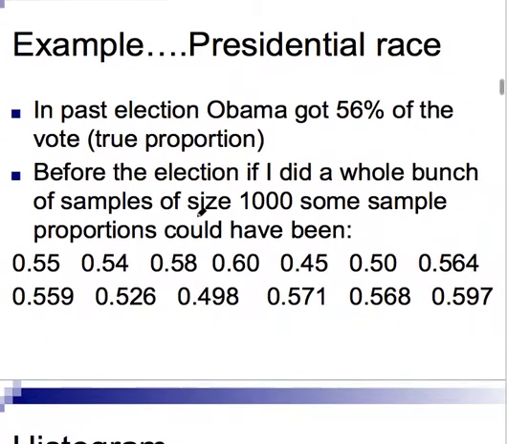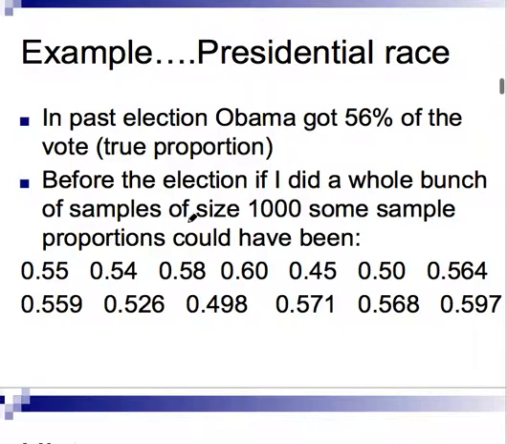All right, let's look at a couple of examples. Where is this all fitting in? In a previous election, Obama got 56% of the vote. So of the people who voted, 56% voted for him. That's a true proportion because we have all of those people who voted. But before the election, let's say I took a whole bunch of samples of size 1,000 people, and these are my sample proportions: 55%, 52.6%, 57.1%. They're all varying because they're different groups.